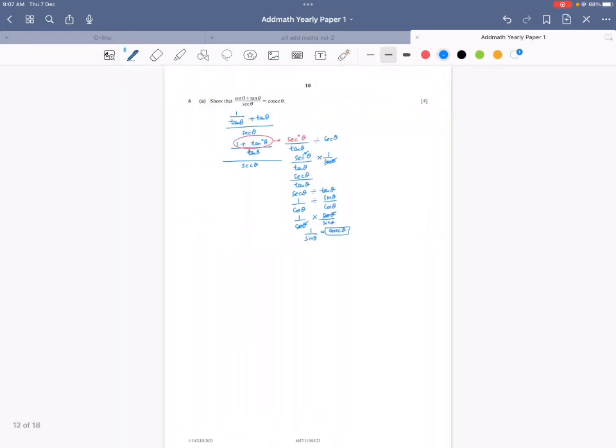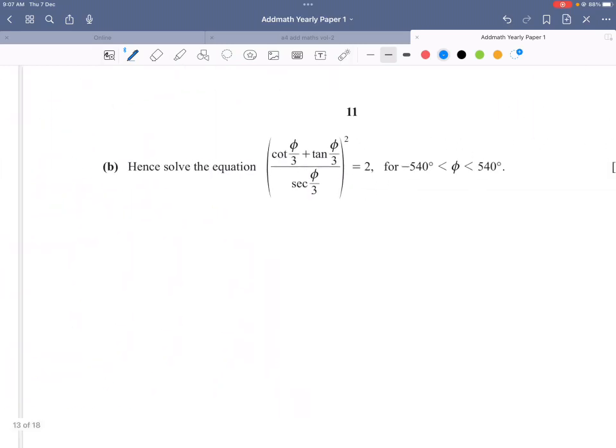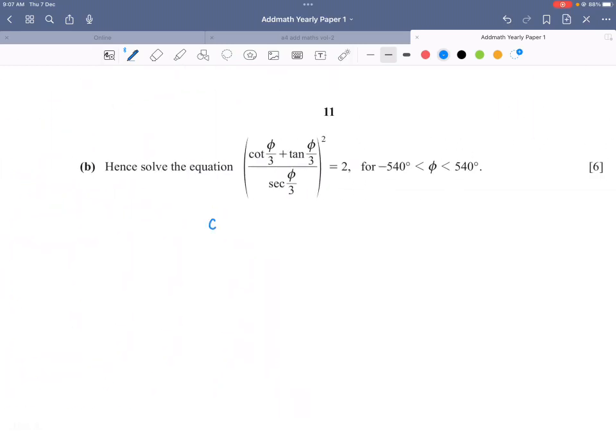So in the previous part, if we have proven that it's cosec theta, so here it will be cosec psi over 3 is equals to 2. That is meant by the word hence, that we need to take out the answer from the previous part.